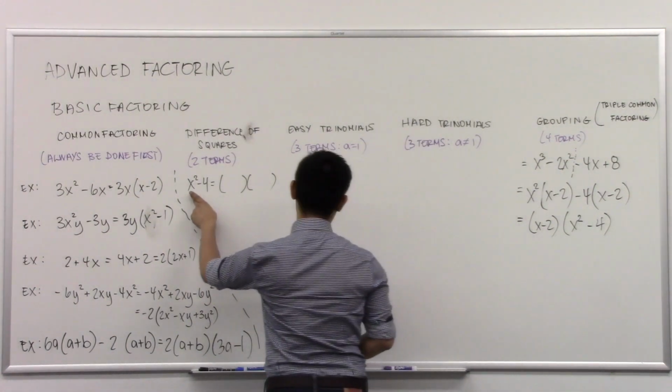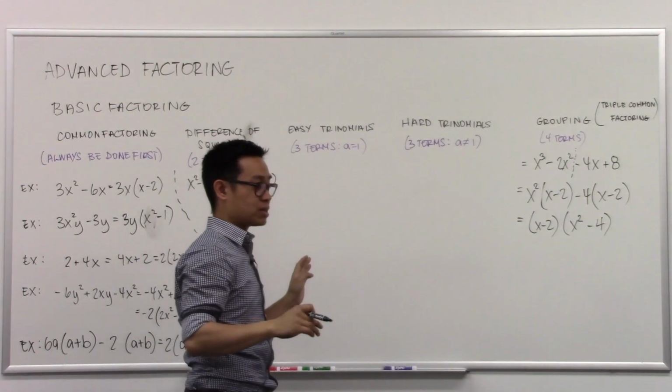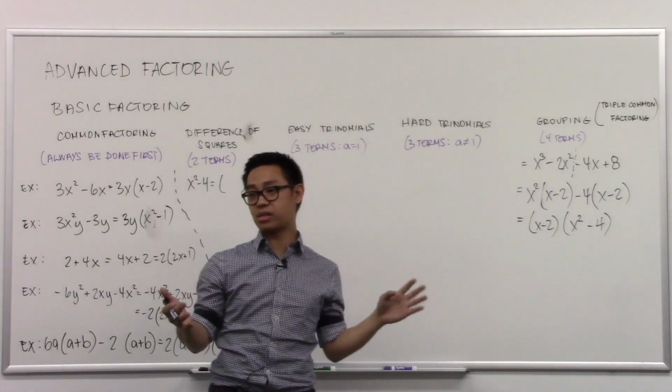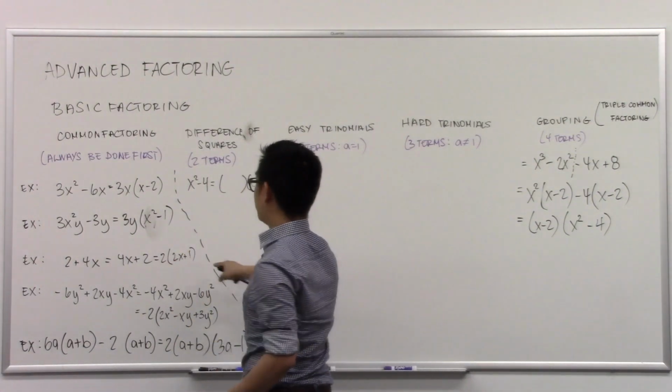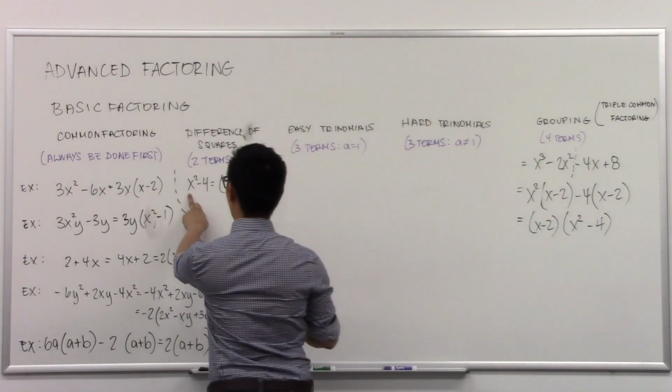You square root the first term. This is, by the way, something no one in the center can do: factor a difference of squares. You never recognize it. There's something in the air here because no one ever finds them. But when you have 2 terms, it's a difference of squares. You square root the first term.